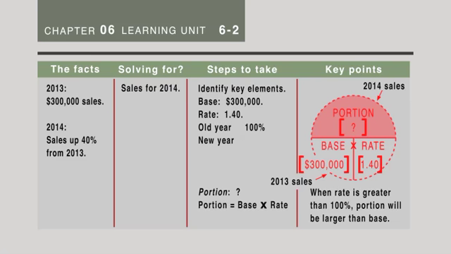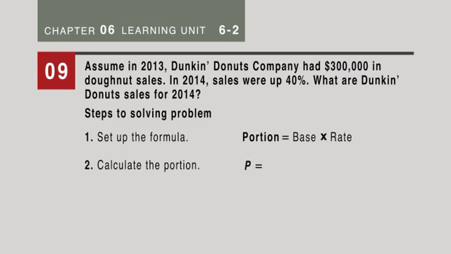Because sales were up 40%, we have to add that 40% to 100%, which is the base. So the base of 100% plus the 40% increase. So our portion is going to be $300,000, which is our base, times 1.4. That rate is going to show that the new sales is $420,000. Note that reflects that 100% plus the 40% increase.